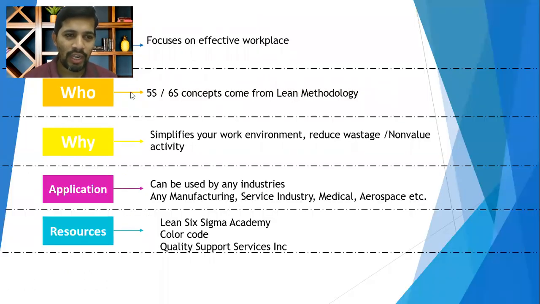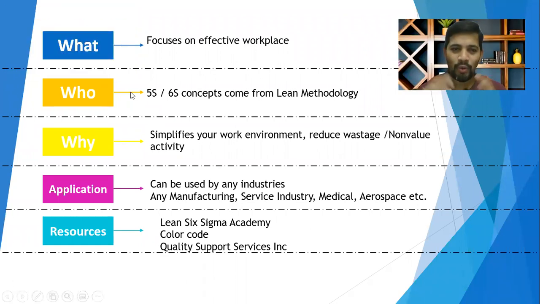So just to give you an eagle view, a broader view of what 5S is. 5S focuses on the effective workplace: how we can make the workplace better, and more efficient in approaching and taking things. That's the core objective of 5S. 5S is also called 6S, where one S is incremented, and that is safety. It comes from the concept called lean methodology.